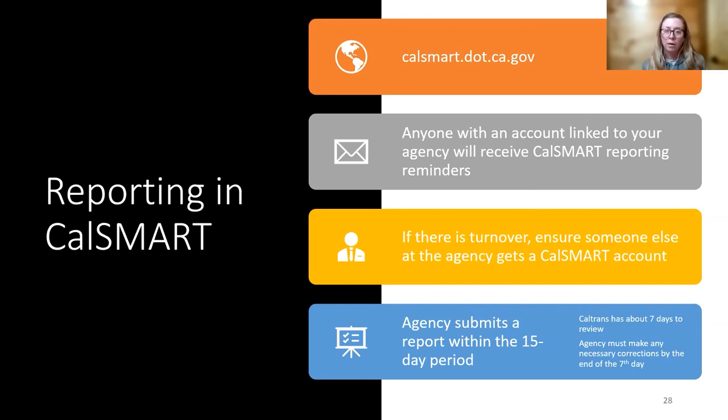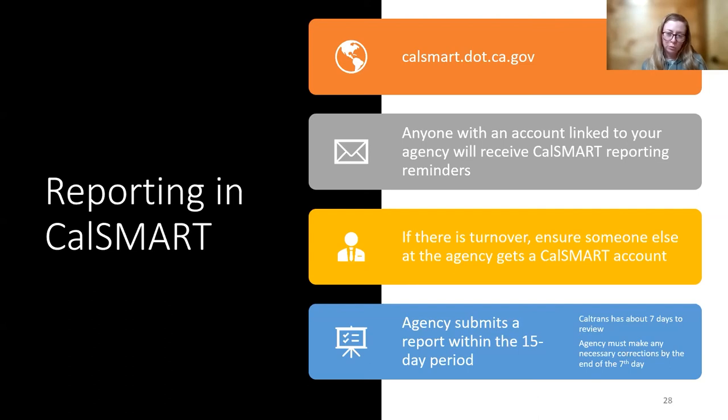Okay, anybody in an agency with an account linked to that agency, if that agency has an active ATP project, will receive those reporting reminders. So it's super important if there is turnover, say only the project manager for that agency is the only one with an account. If they retire or leave and nobody else has an account, they are not going to receive those reminders.